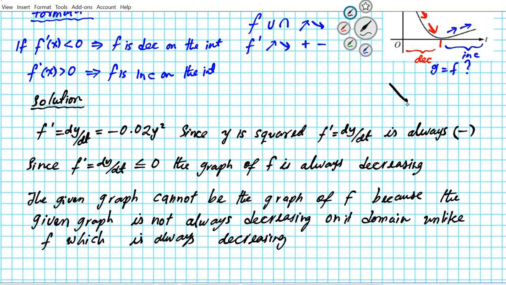All right. So the graph of f, if you want to look at it, will be something like this. Something that keeps going down and down and down forever, okay? But if the behavior changes, that shows that the first derivative is going to be positive and it doesn't satisfy the differential equation, negative 0.02 y squared, all right? So there goes the answer for part B.